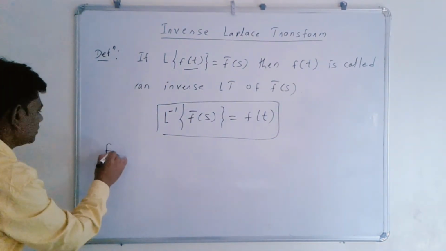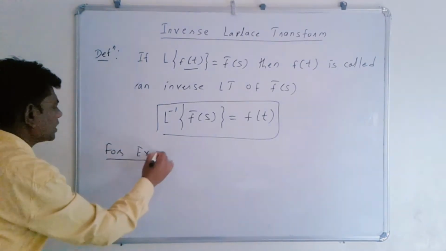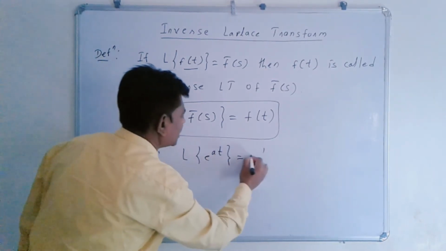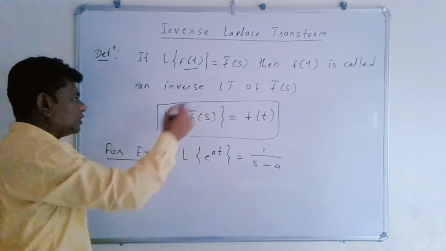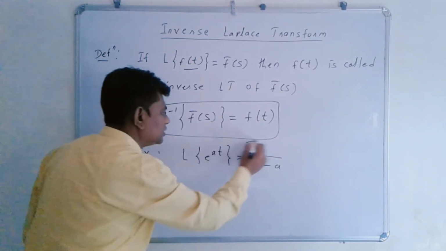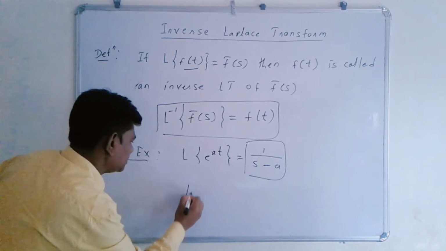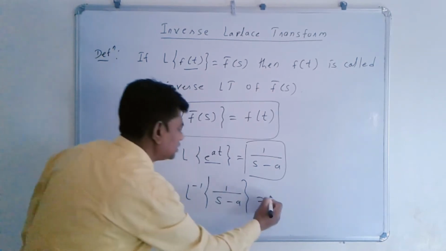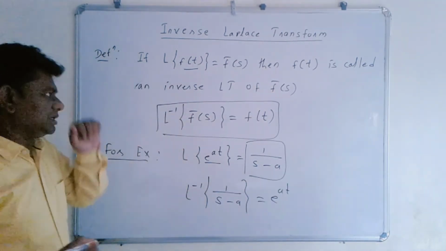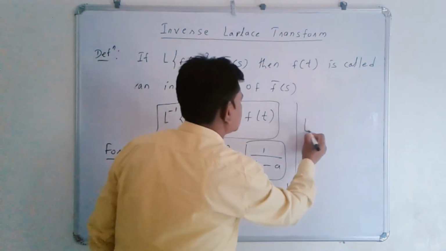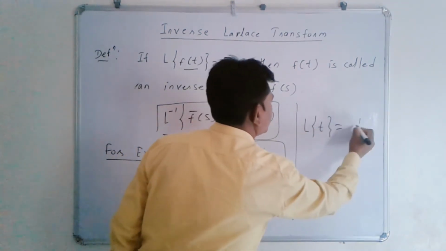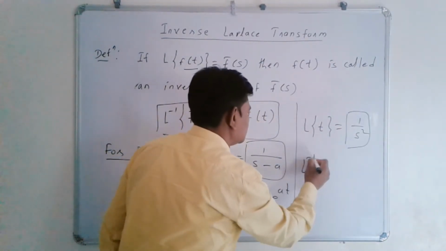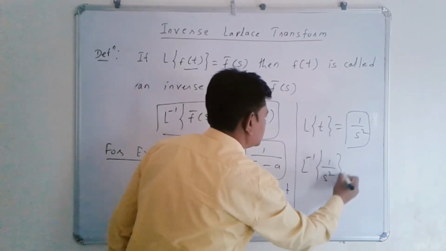For example, now Laplace transform of e to the power at is equal to 1 upon s minus a, and therefore as per the definition, inverse of 1 upon s minus a is equal to this original function e to the power at. Now similarly, Laplace transform of t is equal to 1 by s square. Therefore, inverse of this 1 by s square is equal to t.